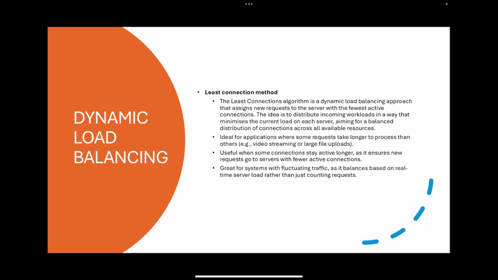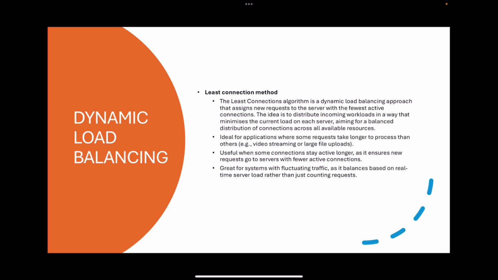Moving on to the dynamic load balancing algorithms. As we talked about, a dynamic load balancing algorithm decides which request will be redirected to which particular node or server depending on the current scenario or current load on the server. The first one is the least connection method, which determines which server has the least number of active connections. It is ideal to distribute incoming workloads in a way that minimizes the current load on each server, aiming for a balanced distributed system.